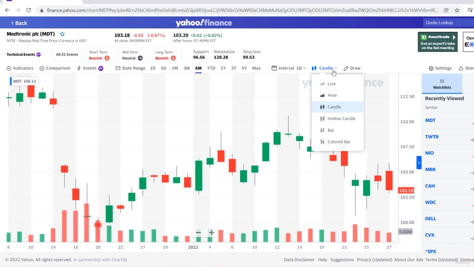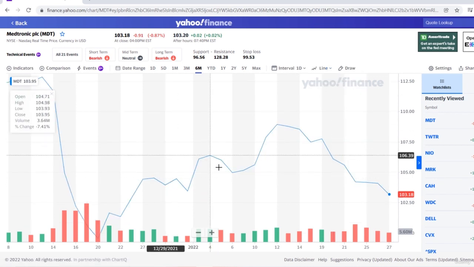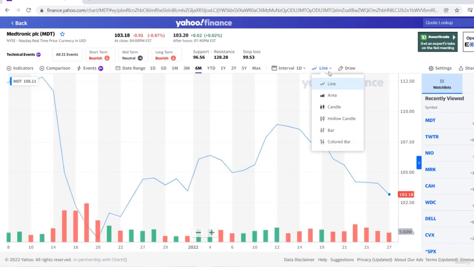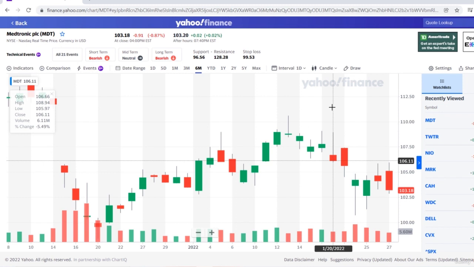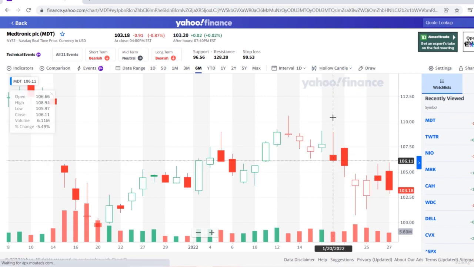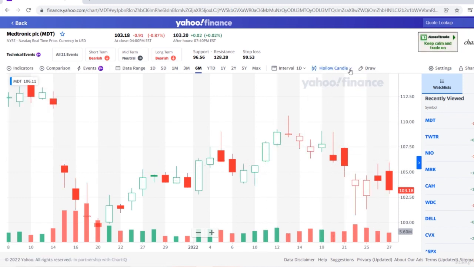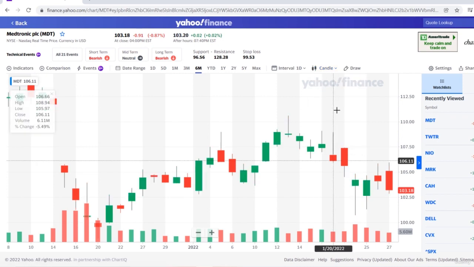We could change that from a candlestick to a line chart if you want, or different types of ways that you could do that. There are bar charts, more traditional bar charts, but let's go back to candle. That's a little bit better. Hollow candle is just hollowed out of that. That's all it really is. So let's go back to candle.